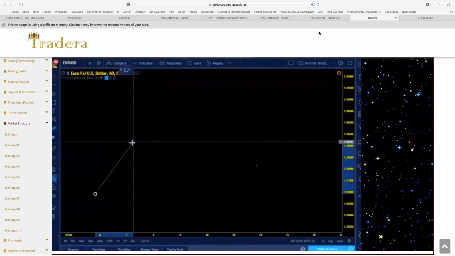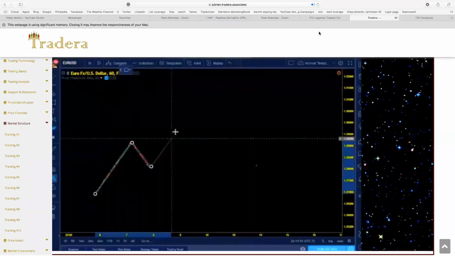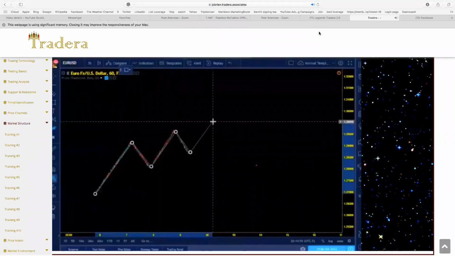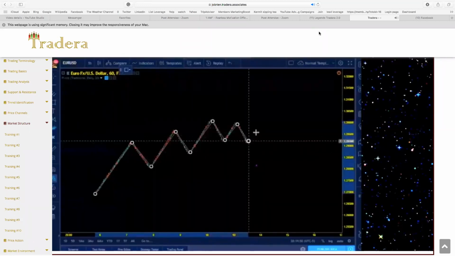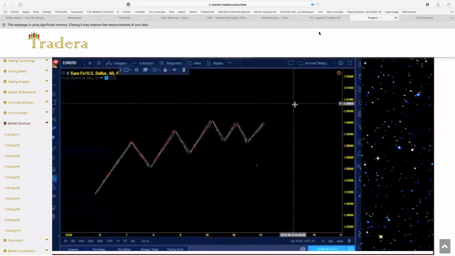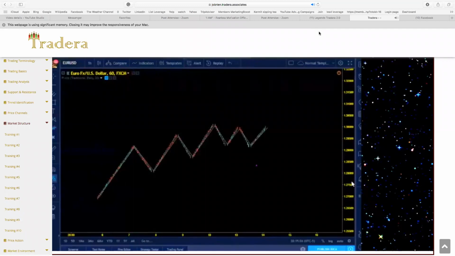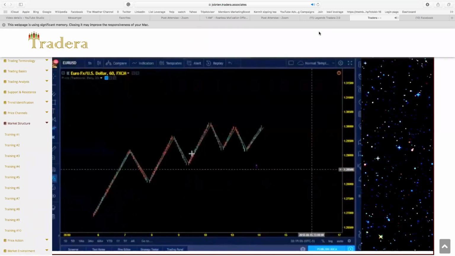Let's use an example of an uptrend. So here's our uptrend. Now, let's say that we are right here. Who can tell me right now, are we bearish or are we bullish?